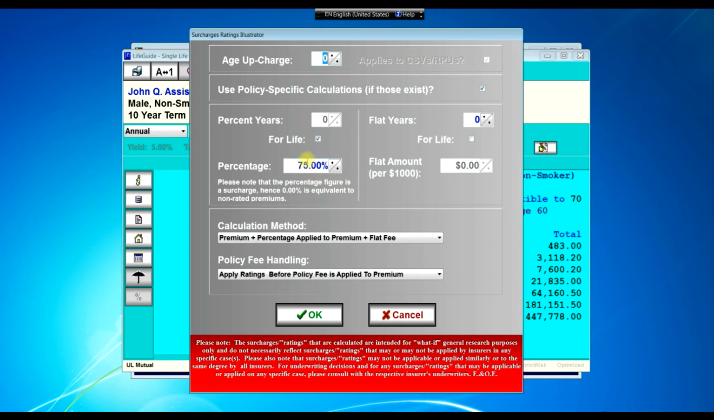So let's zero this one out, and let's take a look at the flat amount that I mentioned earlier. Flat amounts are more often than not applied because of a temporary higher risk. For example, the person goes on a work assignment in the Persian Gulf, or might be assigned by the military to some unstable region, or might be involved temporarily in a hazardous vocation or avocation.